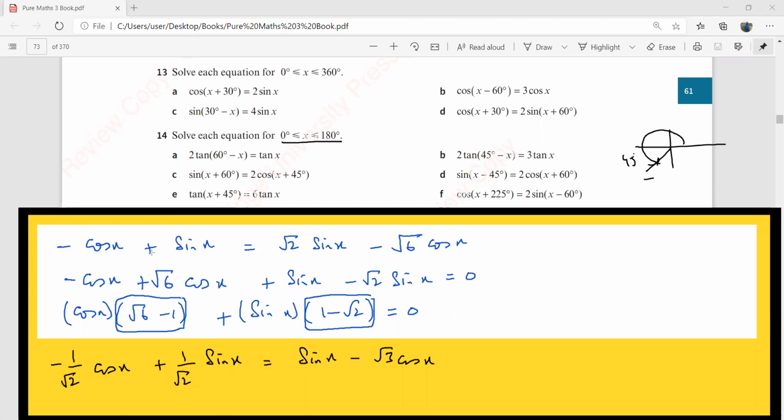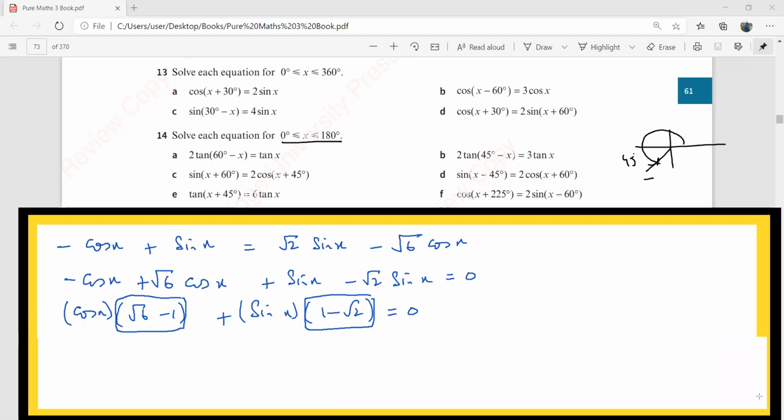Yes, Bacho? What should I do now? Divide by cos. Very good, very good. Keep cool. Just divide them by cos. So I'll be dividing by cos. So I'll be left with under root 6 minus 1, let me put that in the brackets, and I have tan x here. Let me write this first, and then I'll be writing tan x.